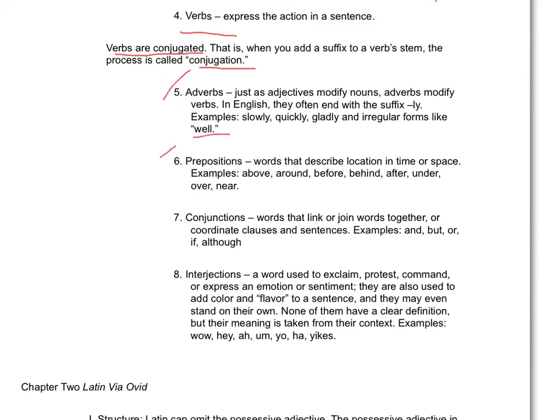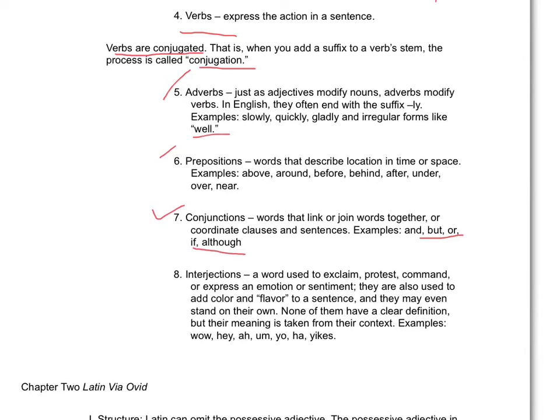Prepositions, words that describe, as I put it, location, time, or space. The examples I gave you last lesson as well are above, around, before, behind. Anything that can describe the position in time, like before or after, or the position in space, like under, over, or near. Conjunctions are simple. As well, words that link or join words together or coordinate clauses in sentences. Examples are easier to understand than that definition: and, but, or, if, and although. Very simple.